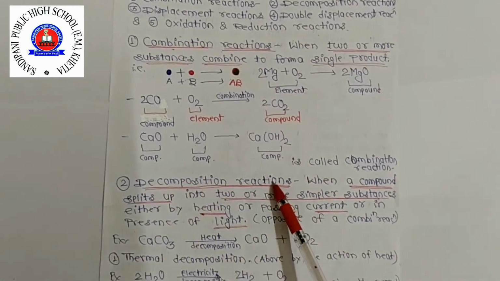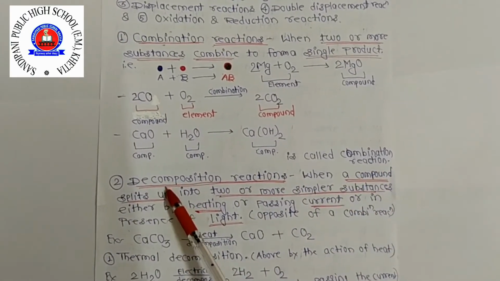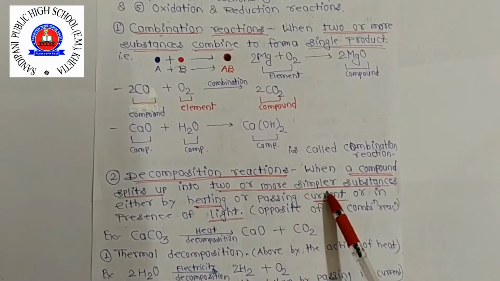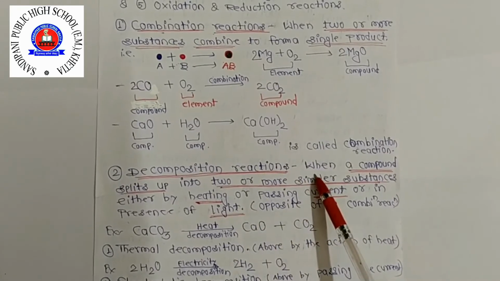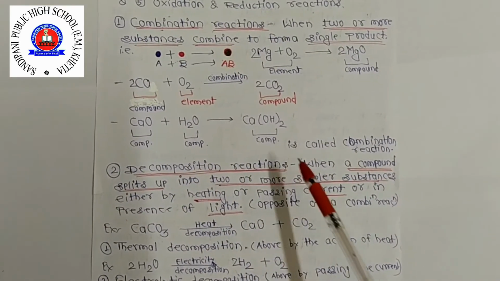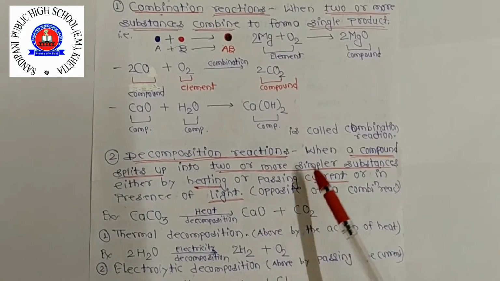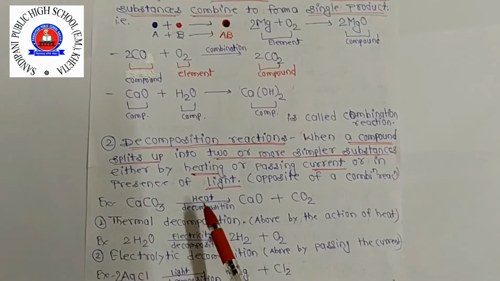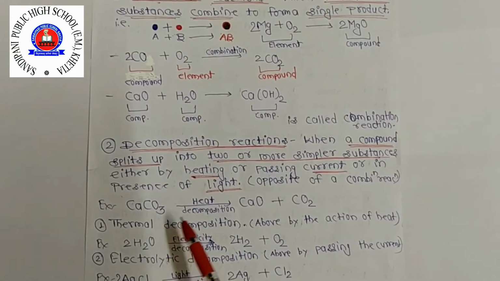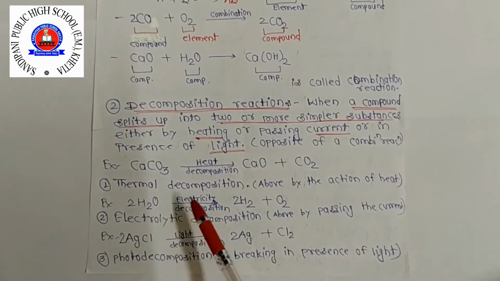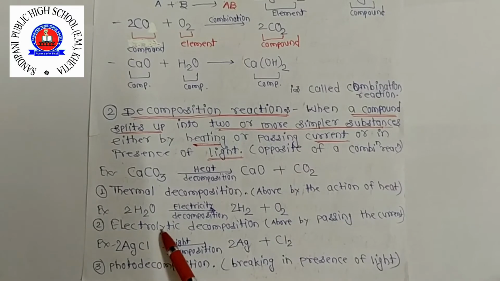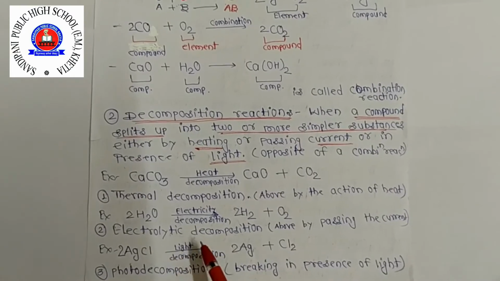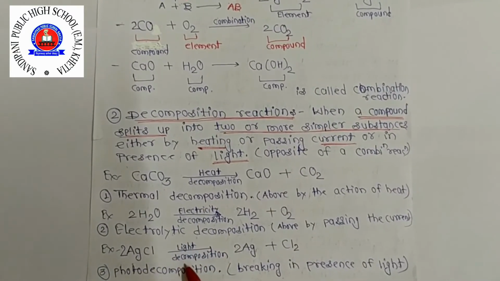Second, decomposition reaction, when a compound is split up into two or more simpler substances, either by heating energy, by passing current, or by light. That kind of reaction is called the decomposition reaction. This is the opposite of the combination reaction. If a decomposition reaction is carried out by the action of heat, we call it thermal decomposition. When it is carried out by passing current, we call it electrolytic decomposition reaction. And when it is carried out in the presence of light, we call it photo decomposition reaction.